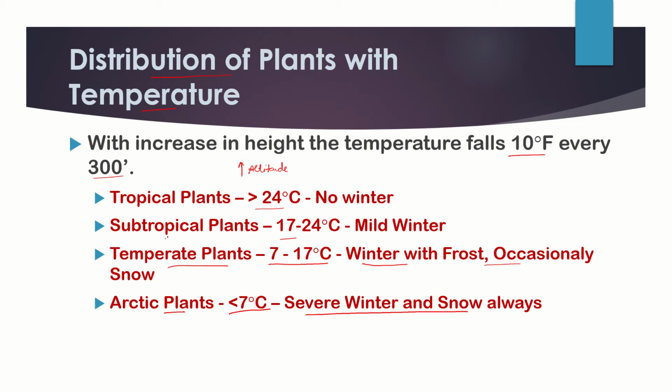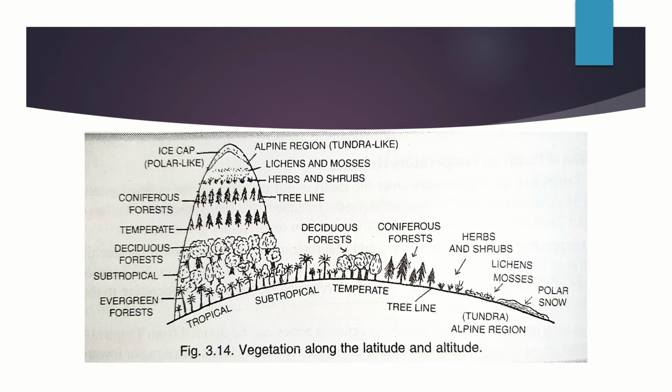Then there is the subtropical region, where subtropical plants are found and the temperature range is 17 to 24 degrees Celsius. It can go slightly beyond 24 as well. And here mild winters are present. And in the tropical areas, we find tropical plants, where the temperature is more than 24 degrees Celsius throughout the year and no winters are observed at all. So on the basis of temperature, the weather is affected, and on the basis of that weather, the plant distribution is affected. This is how temperature is correlated with the distribution of plants.